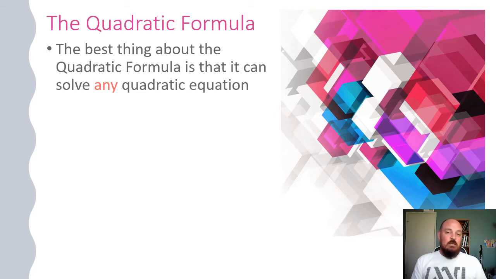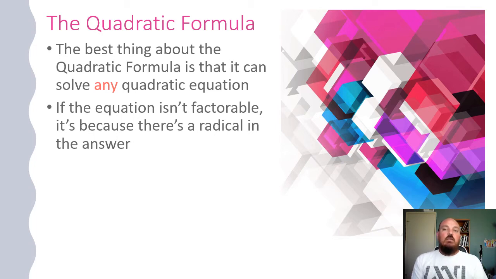So the best thing about quadratic formula is that it always works. With factoring, it sometimes works and sometimes doesn't. Maybe the equation's factorable, maybe it's not. But with quadratic formula, you don't even have to worry about that. It will always work. Now, if you come across an equation that isn't factorable, that's because the answer isn't a whole number or a fraction. It actually has a radical in it. It's what we call an irrational number.